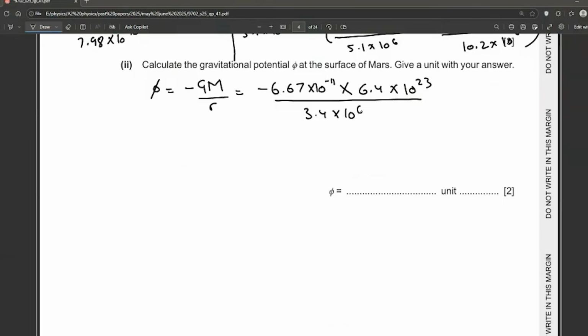What does your gravitational potential come out to be? Please put this in the calculator.